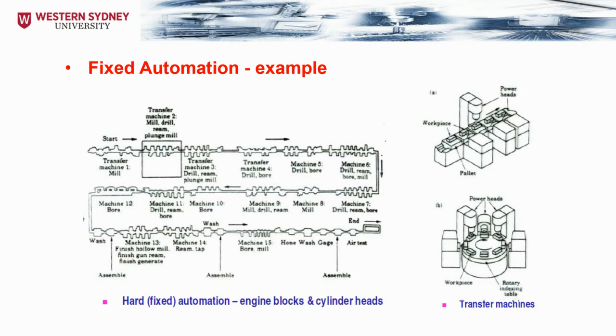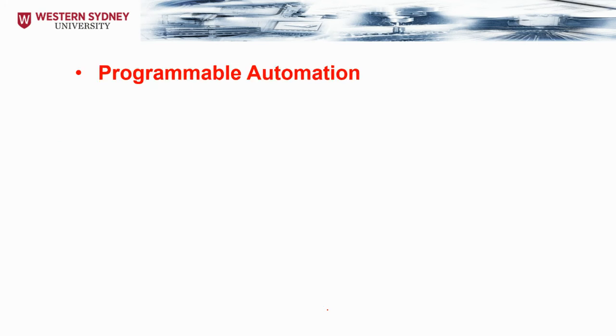Now, for the fixed automation, examples are these. We have hard or fixed automation to make engine blocks and cylinder heads. The process starts by inserting the raw material at the beginning, then doing multiple forgings and multiple operations on the part until the engine block is ready at the end. For such a system, it's actually very hard to change the type of product on this manufacturing system. Now, we're coming back to the role of programmable automation.